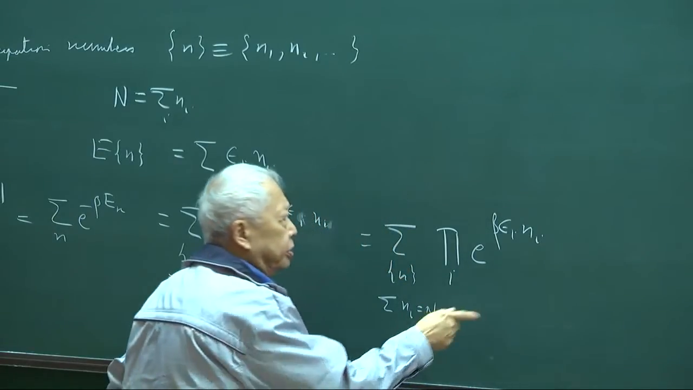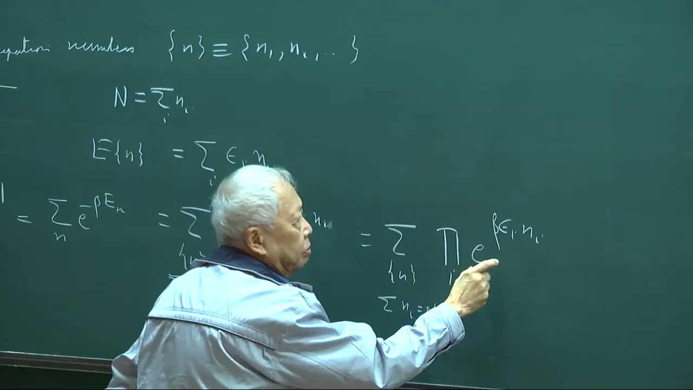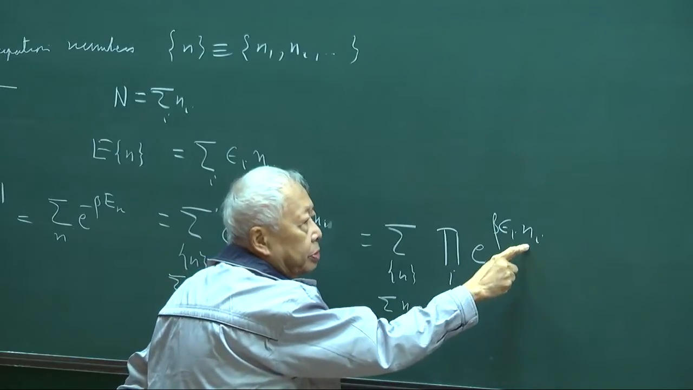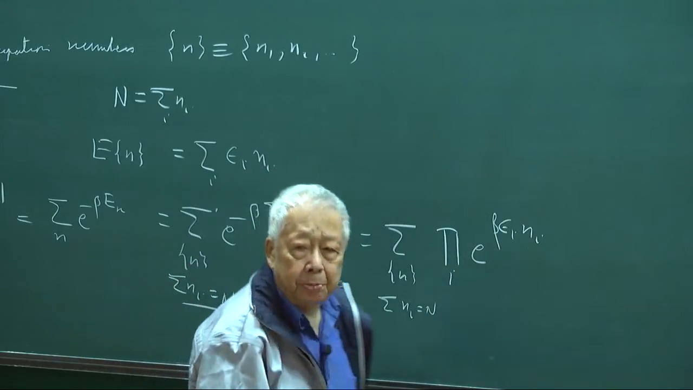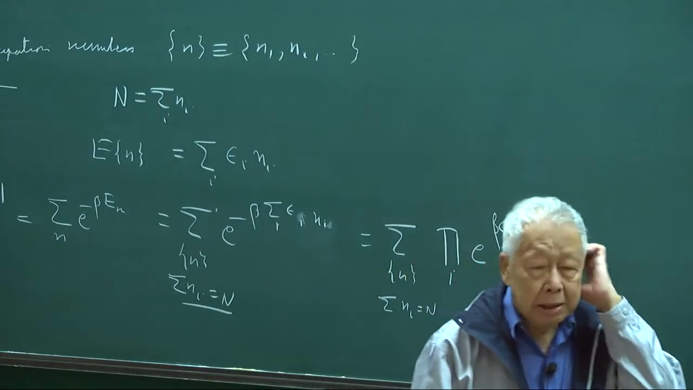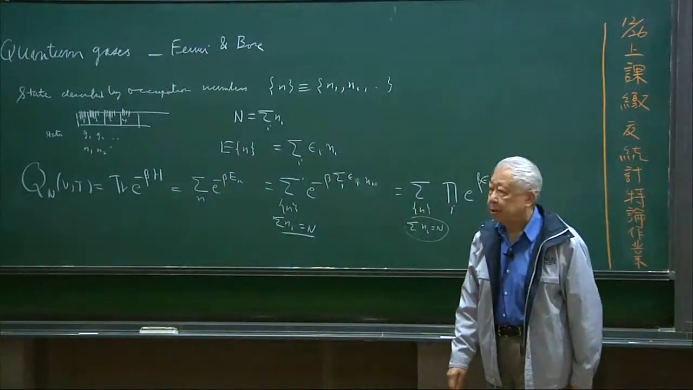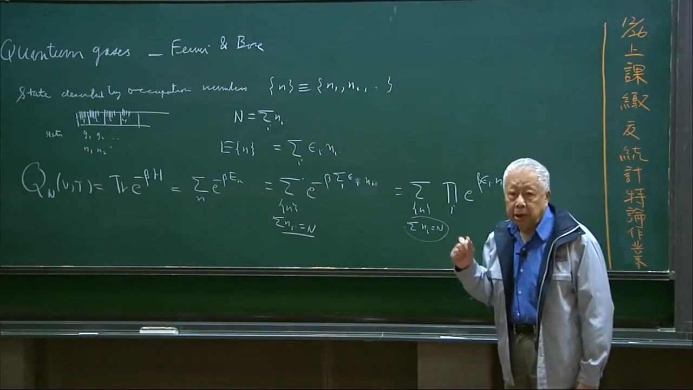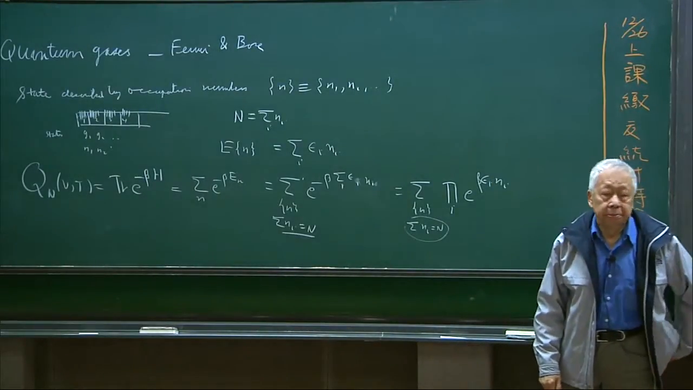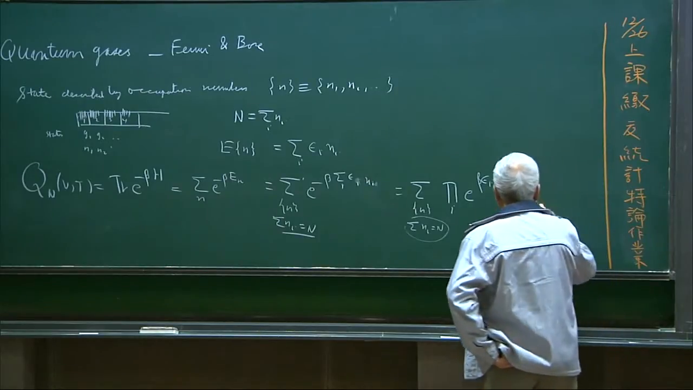So you would think that this is very simple because I have a product of factors, each one is N_i, and there's a sum over N_i for each factor. But that is not so because of this constraint. These N's are not independent. So at this point, you're stuck. You cannot go on. You cannot calculate this. So you're stuck.